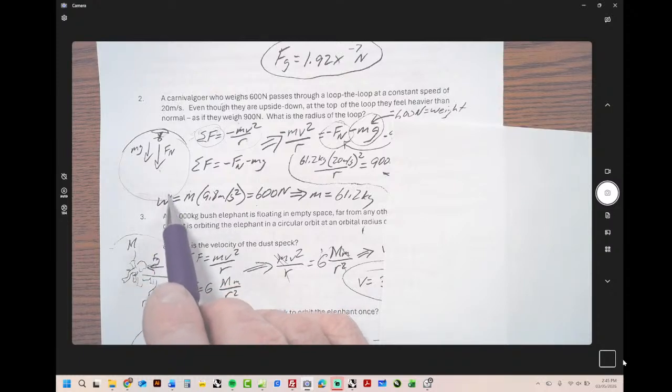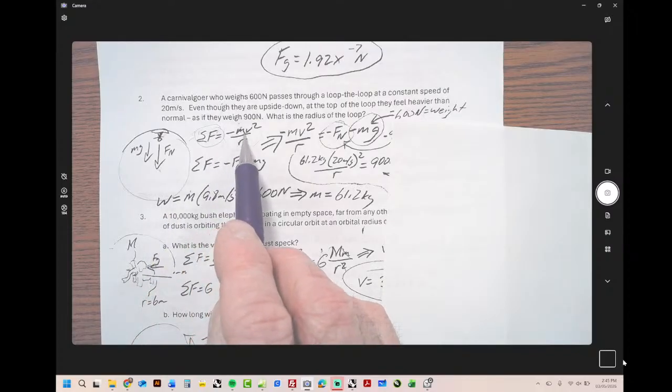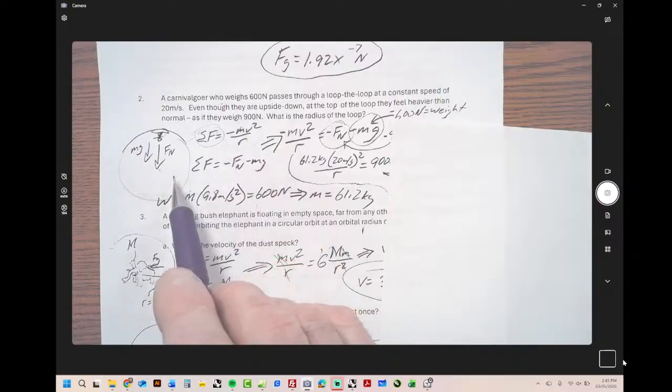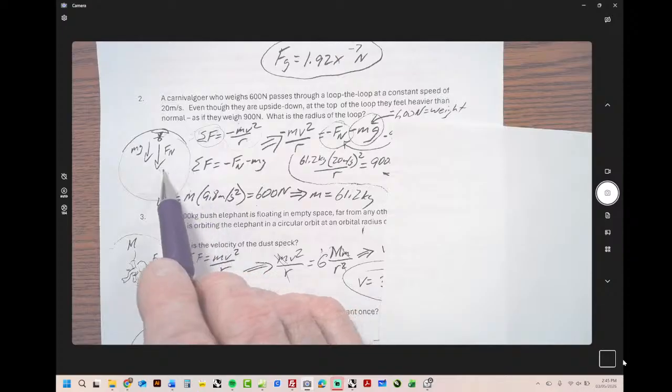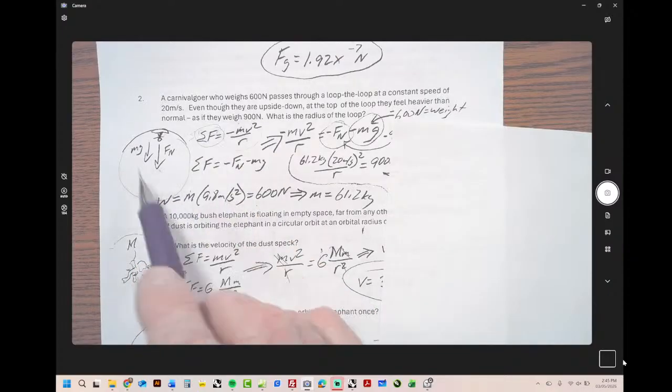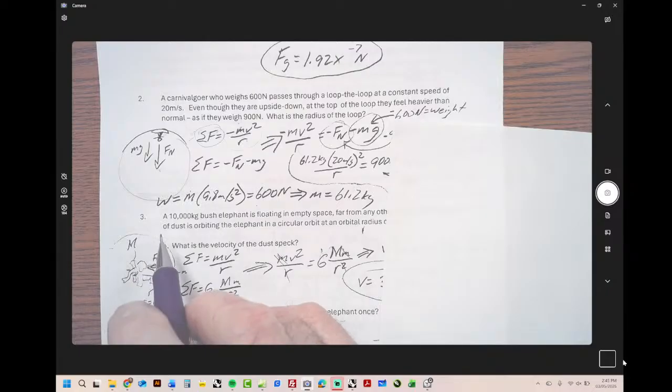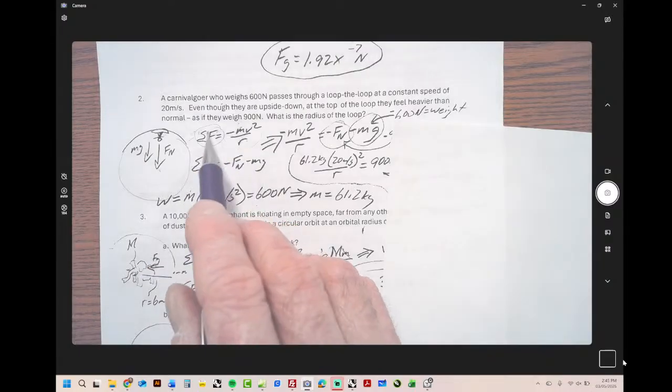So if this problem were taking place down here at the bottom of it, we would say the net force is positive mv squared over r. I won't complicate things by asking you what's going on over here. If you're over here, then the net force would be to the left. But we're not bothering with that kind of a situation. So that's the net force.